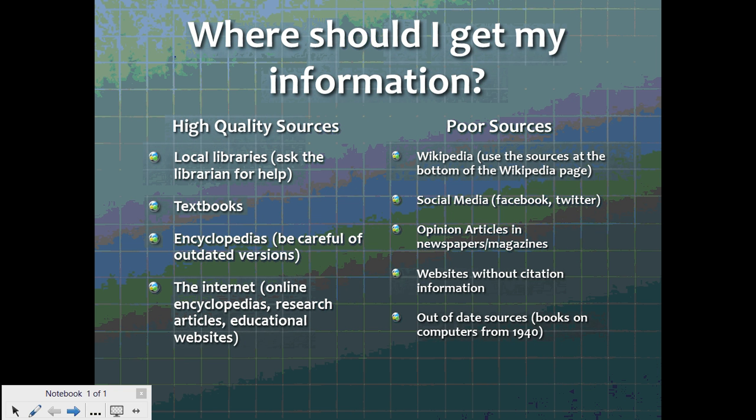Social media, Facebook and Twitter. Opinion articles in newspapers or magazines. Websites without citation information. Out-of-date sources. Books on computers from 1940, for example.